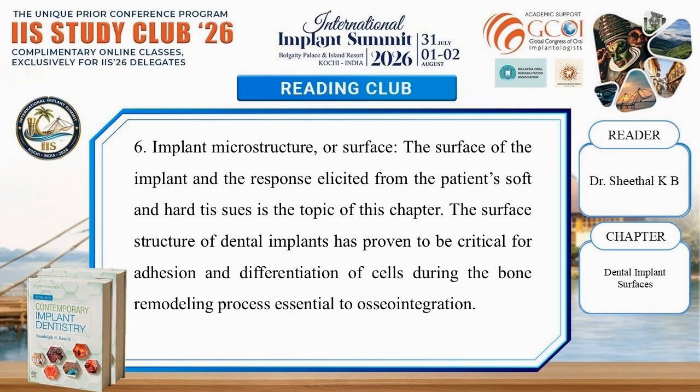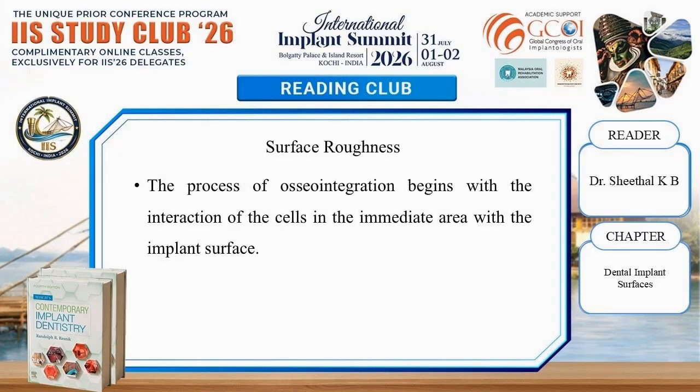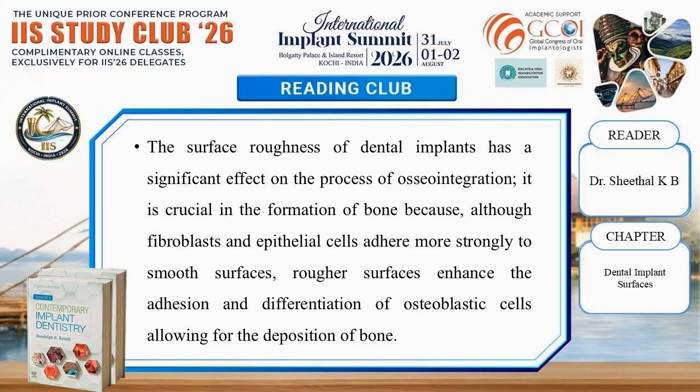The surface of an implant and the response elicited from the patient's soft and hard tissue is the topic of this chapter. The surface structure of dental implants has proven to be critical for adhesion and differentiation of cells during the bone remodeling process essential to osseointegration. Surface roughness. The process of osseointegration begins with the interaction of cells in the immediate area with the implant surface. The surface roughness of dental implants has a significant effect on the process of osseointegration.